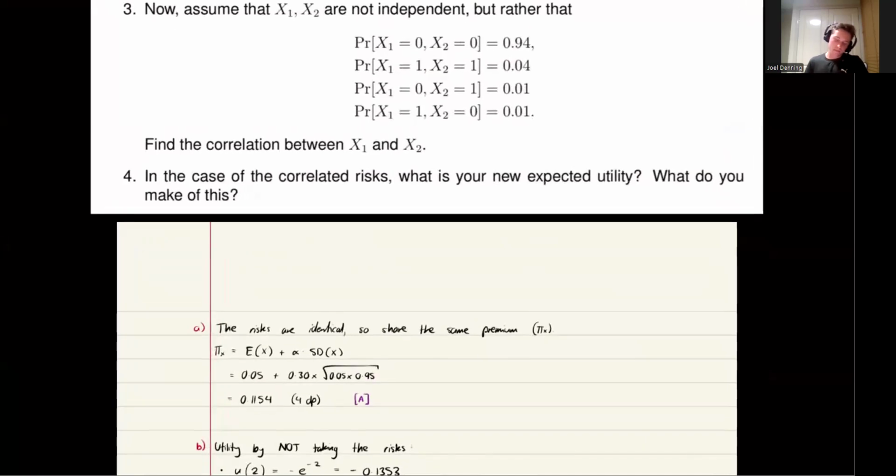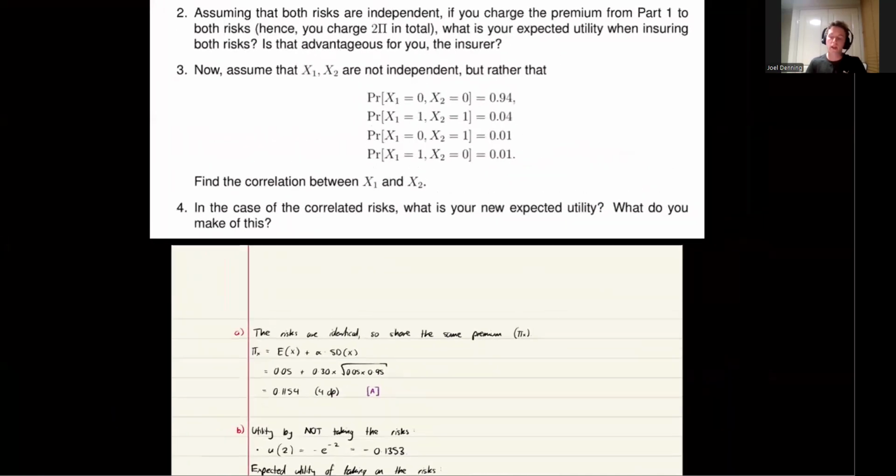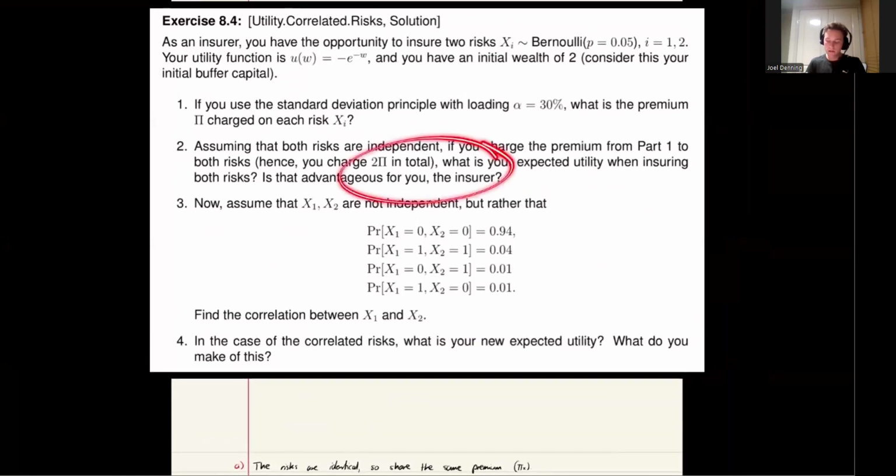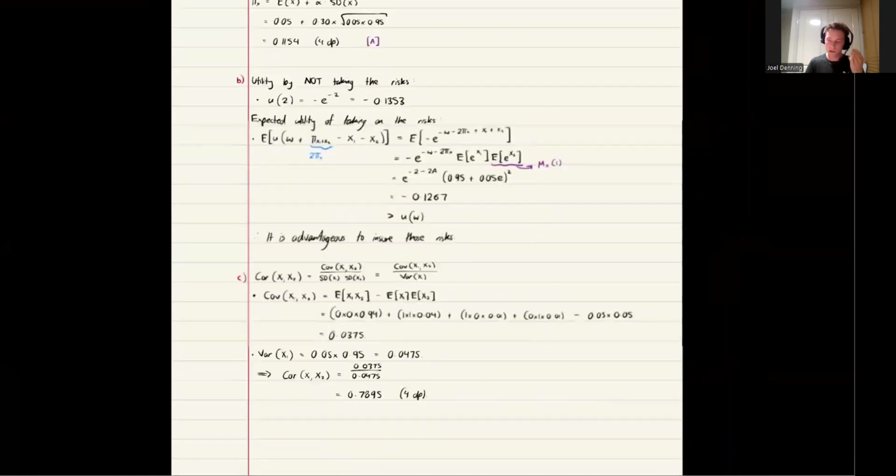So then part D, in the case of correlated risks, what is our new expected utility? And then what do we make of this? So we just need to make a little comment, maybe comparing what we got in part B and what we get in part D once we do that.